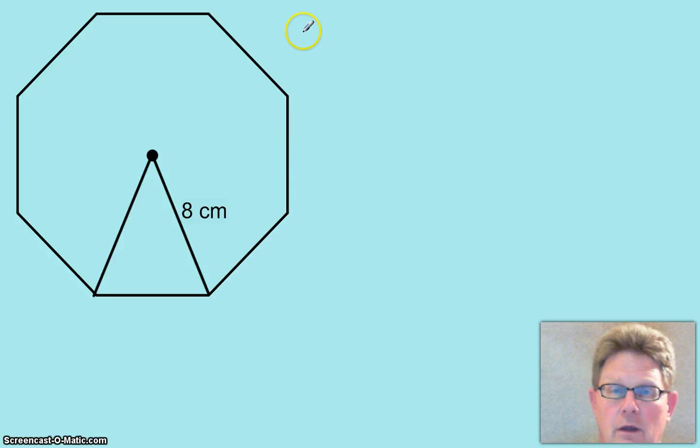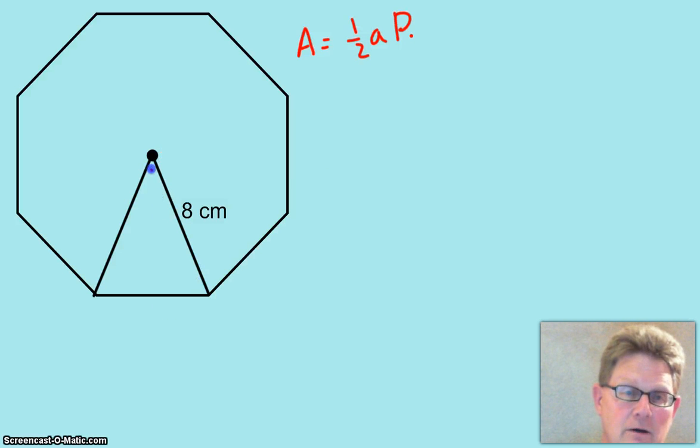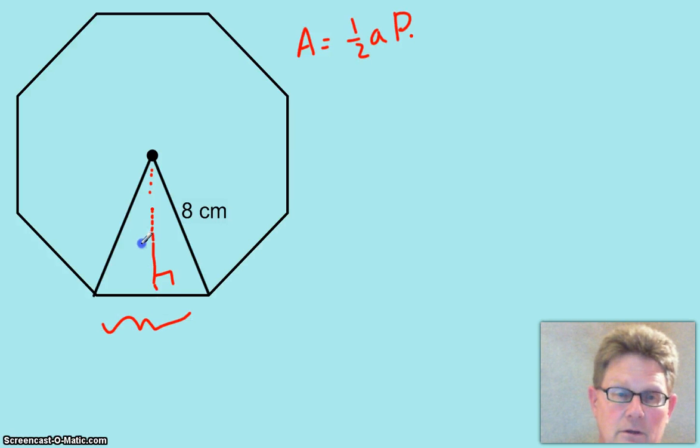So, area equals 1/2 the apothem times the perimeter. Wow. I've not given you the apothem right here, nor have I given you the length of one side. So when you find the x down here, you are going to have to do some trig.